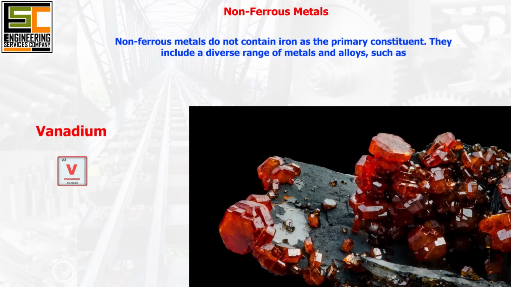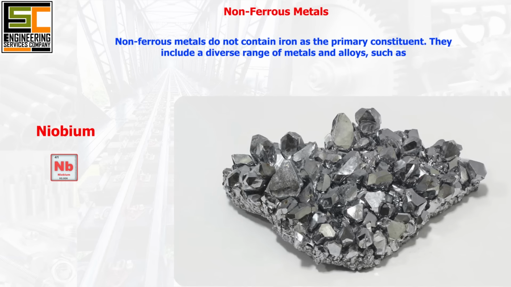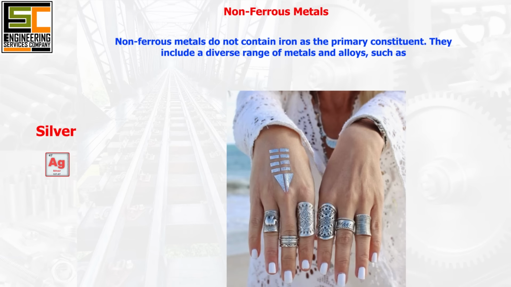Vanadium. High strength, hardness, and resistance to corrosion. Used in steel alloys, aerospace components, chemical processing, and energy storage. Niobium. High melting point, superconducting properties, and corrosion resistance. Used in superalloys, superconductors, nuclear reactors, and medical implants. Silver. High electrical and thermal conductivity, malleability, and ductility. Used in electrical contacts, jewelry, currency, photography, and mirrors.